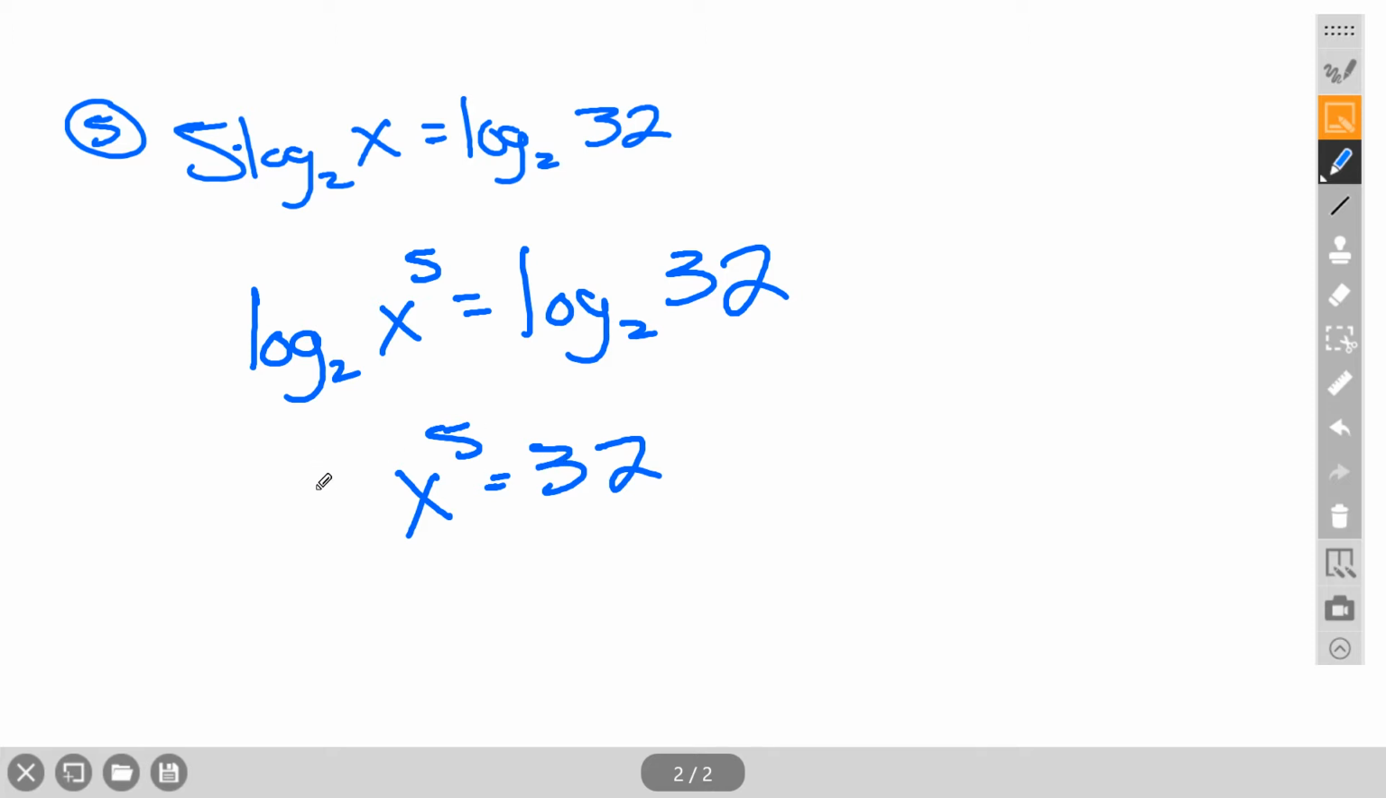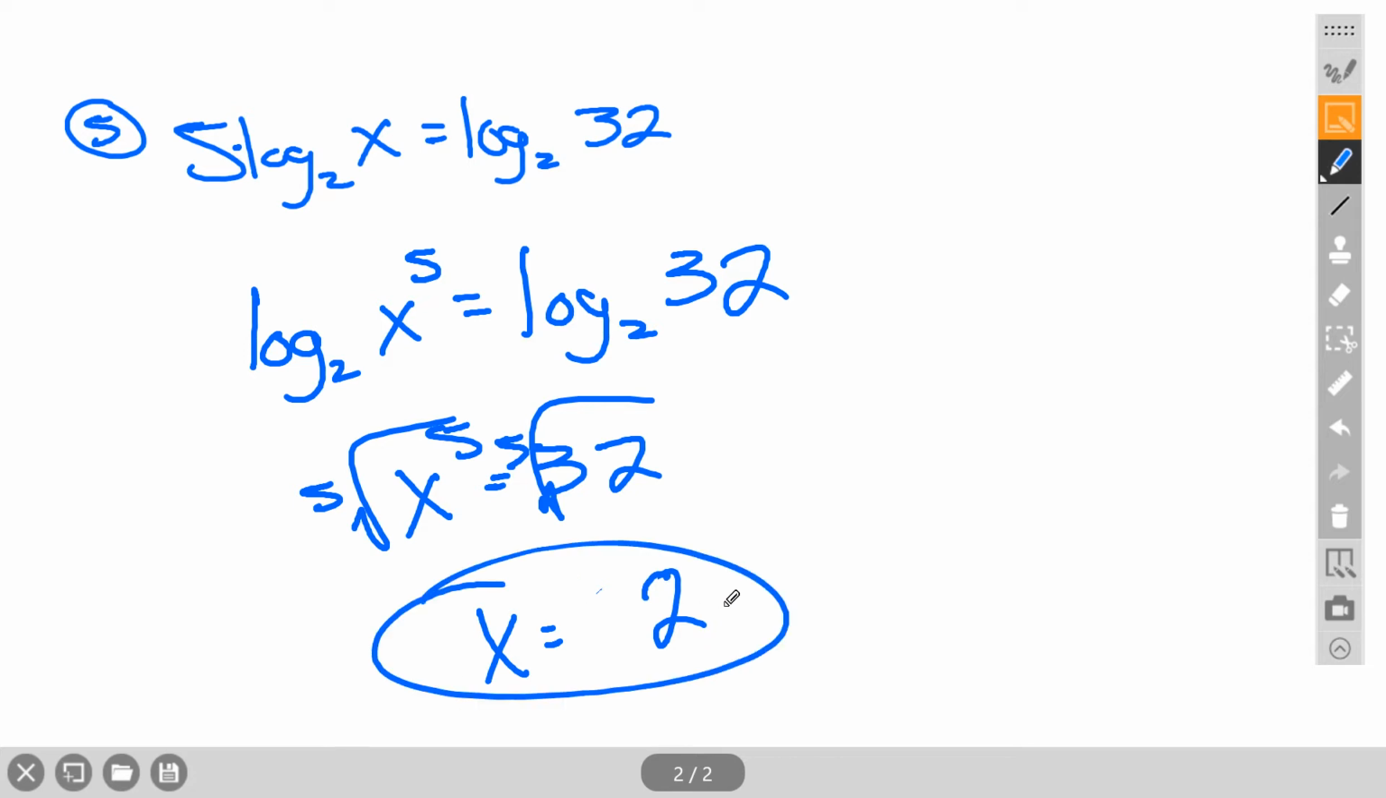So I can solve this by taking the 5th root of both sides. So x is equal to 2. And that is my solution. X is equal to 2.